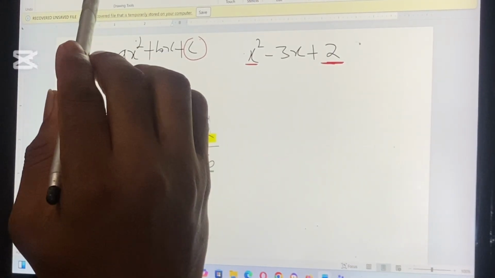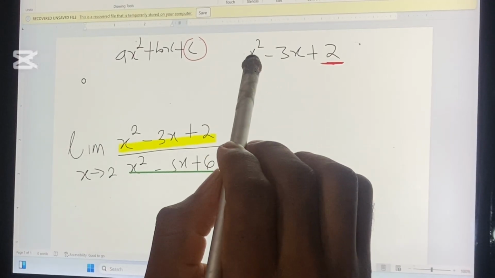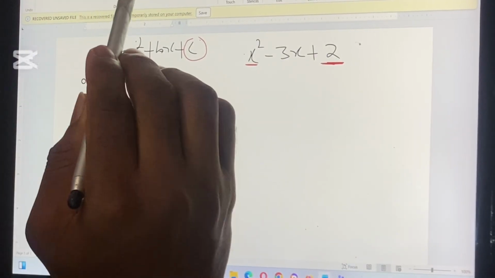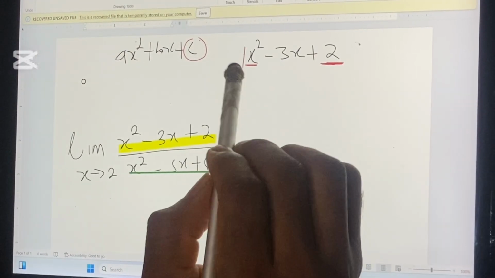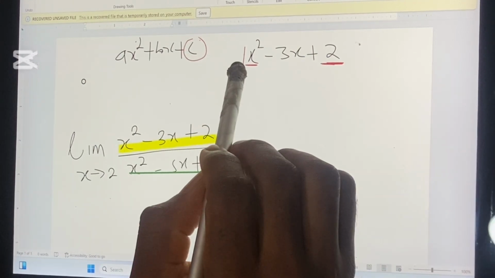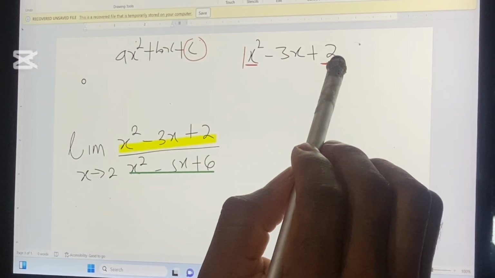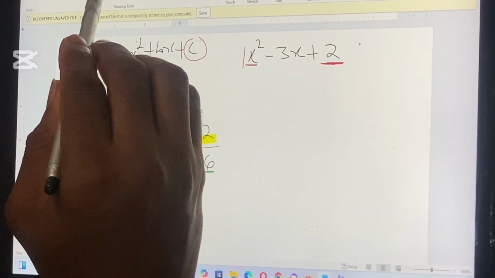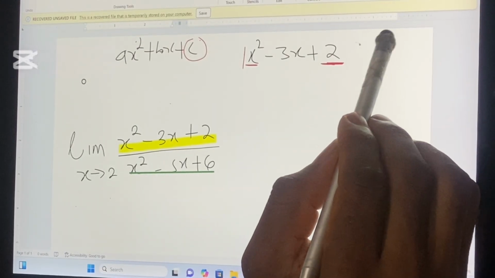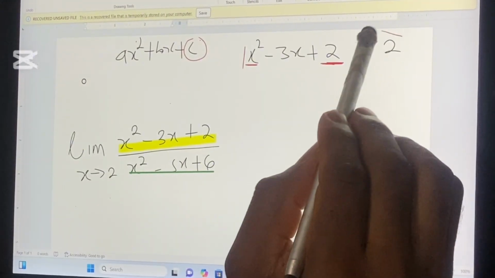Okay, the coefficient here is the number attached to s squared. There's an invisible 1 attached to s squared. Please take note. So 1 times the constant value, which is 2, I will have my target factor to be 2. Please take note of this.